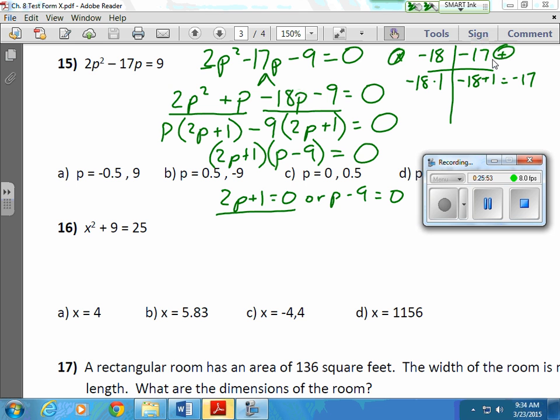For this to be 0, you have to subtract 1. Get 2p is negative 1, divide by 2. Get p is negative 1/2, or p is, add 9, 9. Negative 1/2 and 9. I don't have a negative 1/2. Oh yeah, I do.